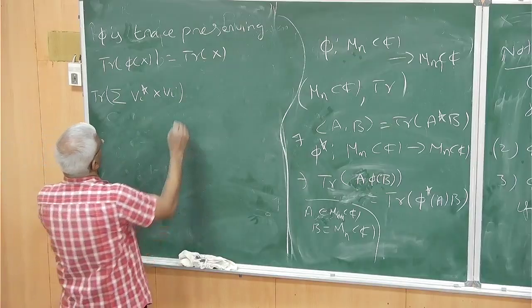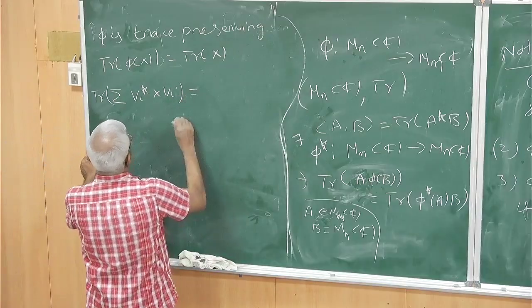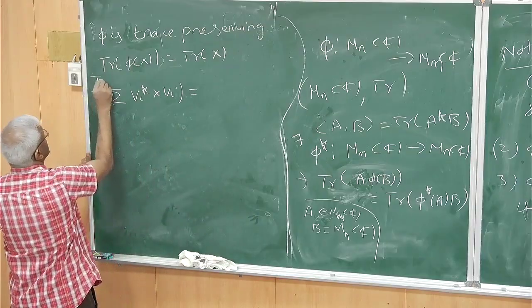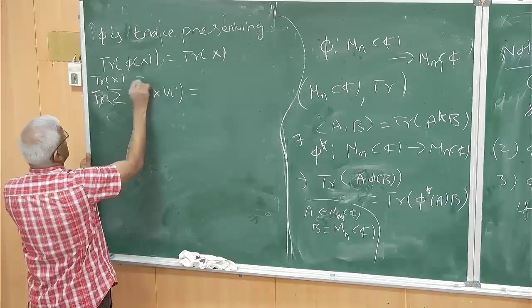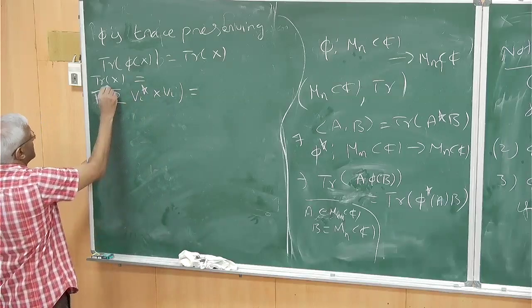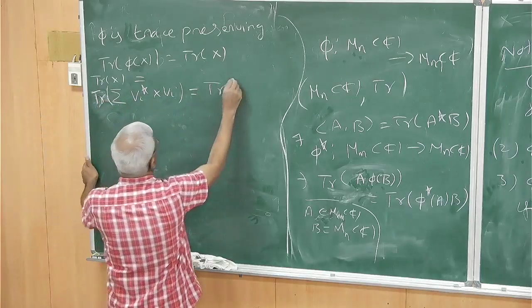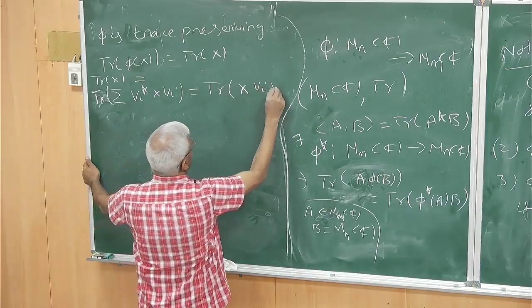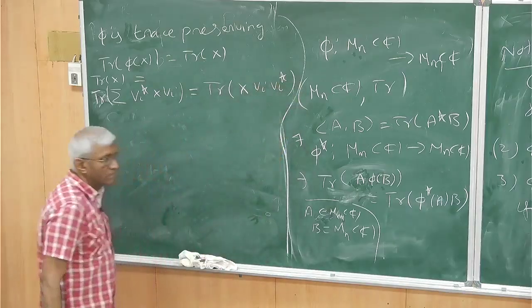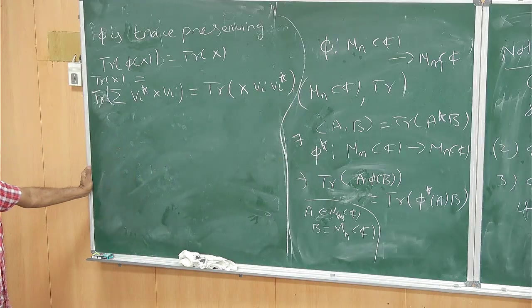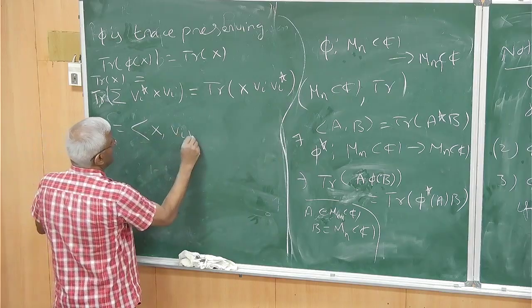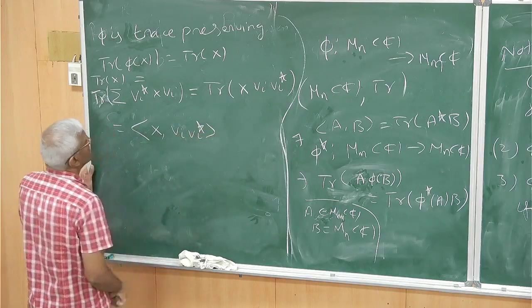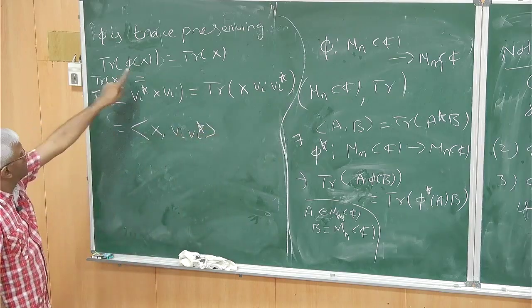Okay. This is equal to trace of x. That is, trace of x is equal to this, right? Now this is equal to trace of x vi star, right? Okay. Now this is nothing but the inner product of x and vi star. Now that is equal to trace of x.